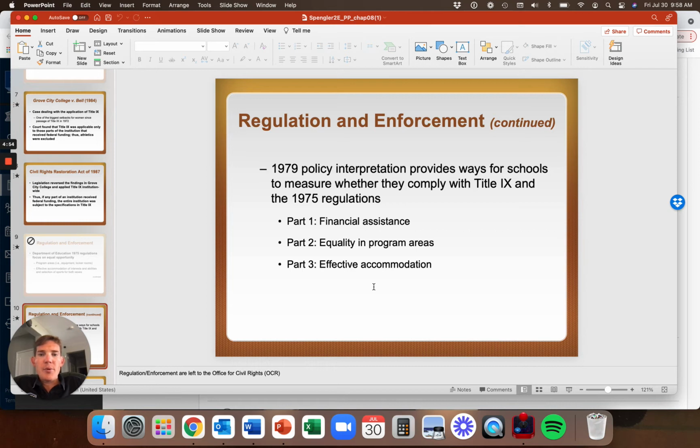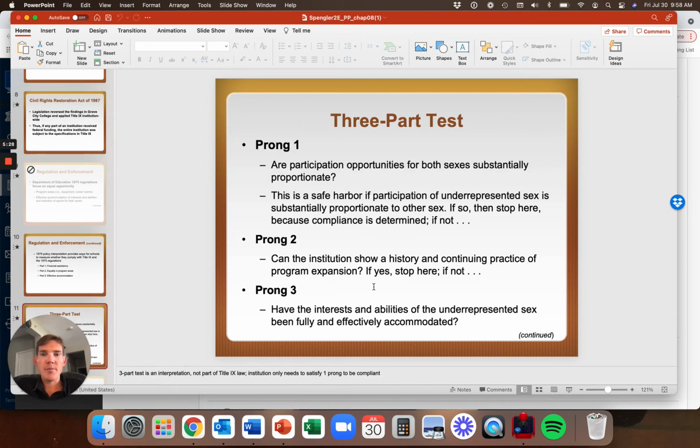So here are the three things that Title IX measured. Part 1 is financial assistance, part 2 is equality in program areas, and then part 3, effective accommodation. So it's not all just about scholarship opportunity, it's also about growth for the department itself. So for the women's sports, are they being supported by the university? Are they growing? Therefore, are they going to progress and provide more opportunities for women to come in and play for that sport? And then accommodations, are they equal to what the men's programs were getting?